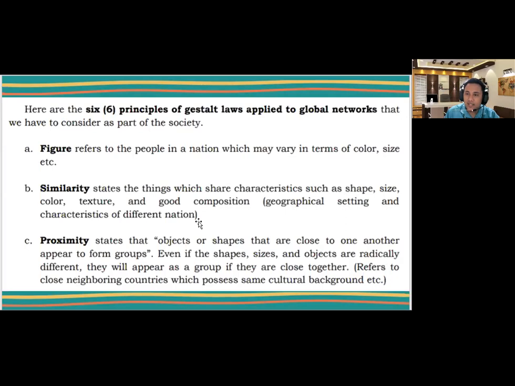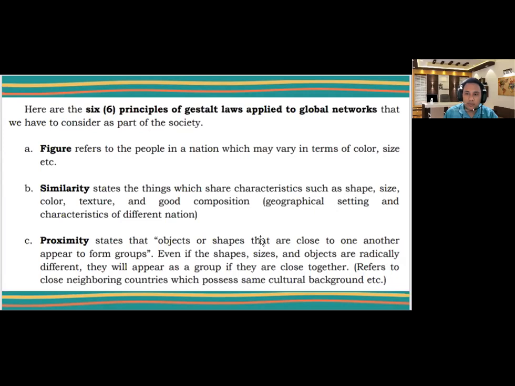So sa similarity from the word itself, syempre kasalintulad. Parehas silang merong characteristics ng ganito, ng ganyan. Parehas sila ng ganitong shape, ng size, color. And we can associate this now to geographical settings tsaka characteristics ng different nations. Let's say for example, we do have similarity with our Malay brothers, sa mga Malaysians, sa mga Indonesians. So that's similarity.